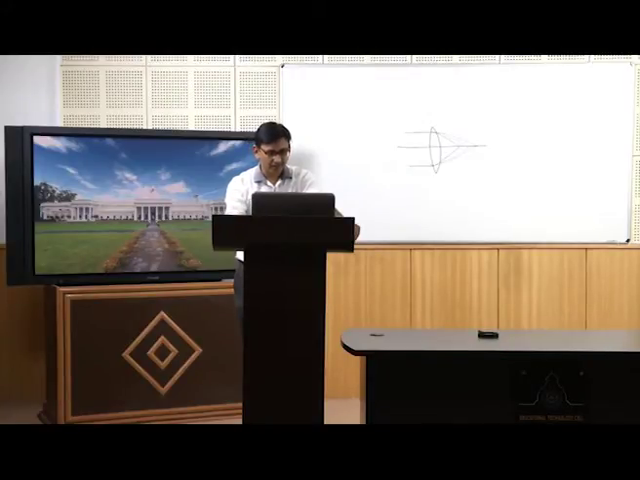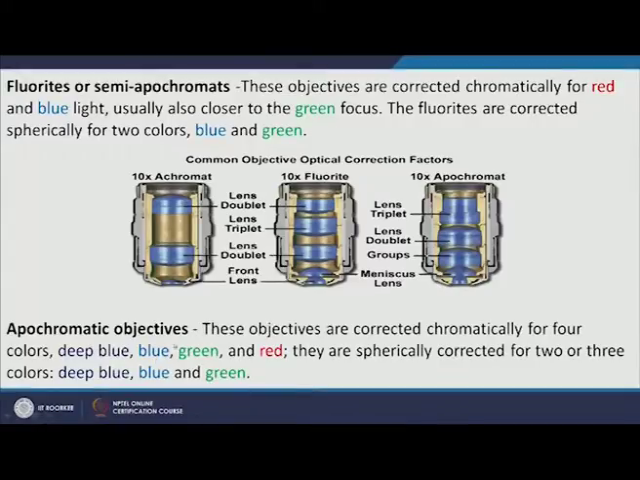The next, which is one of the most expensive objectives, is apochromatic objectives. These objectives are corrected chromatically for 4 colors, deep blue, blue, green and red, and they are spherically corrected for 2 or 3 colors, deep blue, blue and green. And on the slide you can also see that these different lenses are shown here.